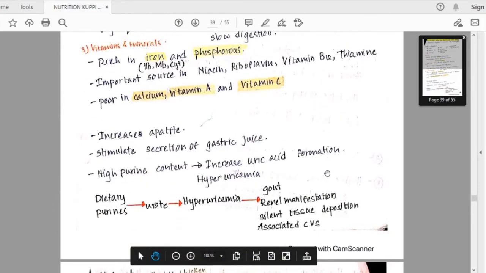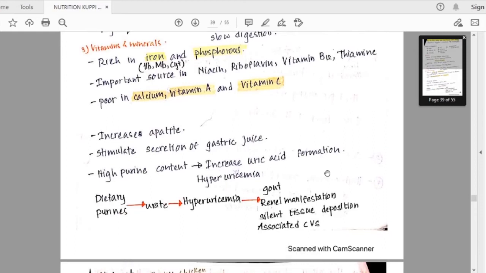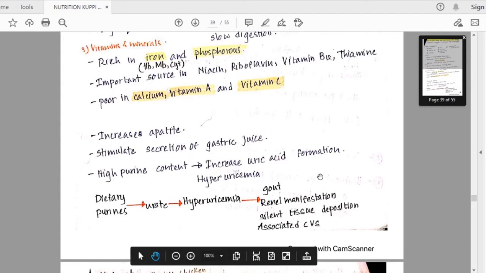Meat is rich in vitamins and minerals like iron and phosphorus, and is an important source of niacin, riboflavin, vitamin B12 and thiamine. It is poor in calcium, vitamin A and vitamin C. It increases the appetite and stimulates the secretion of gastric juice. It has a high purine content. It may cause hyperuricemia, because dietary purines are degraded to form urate.